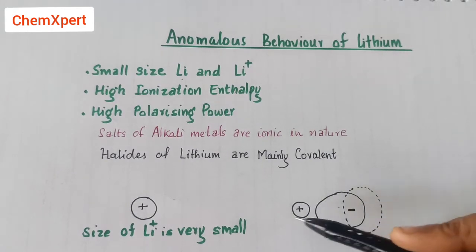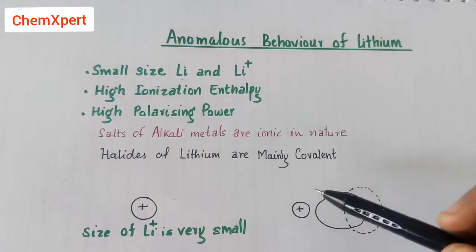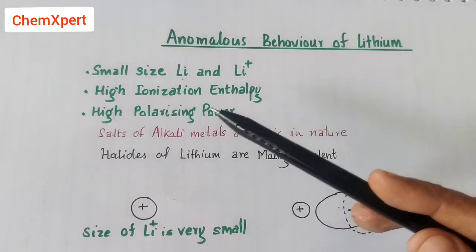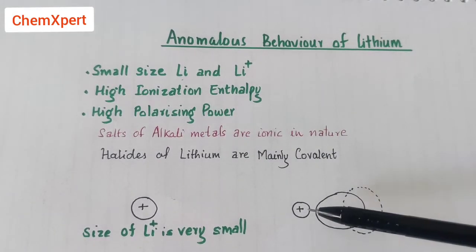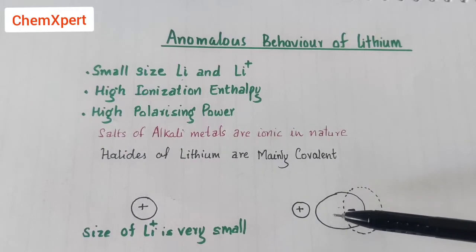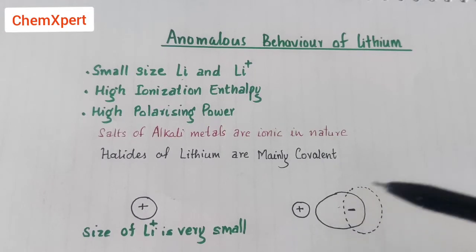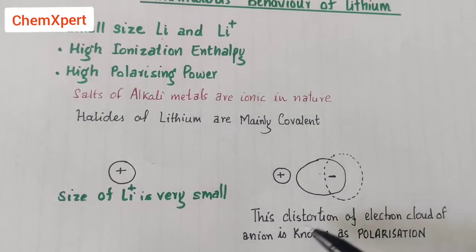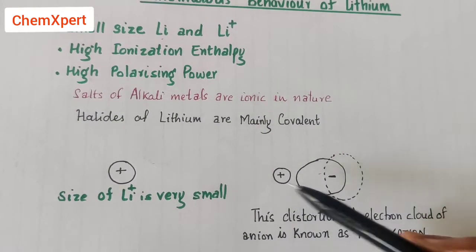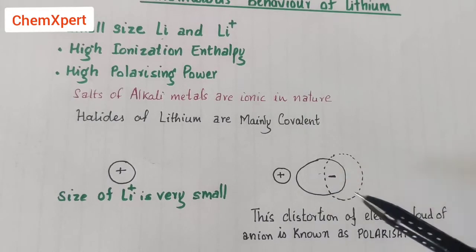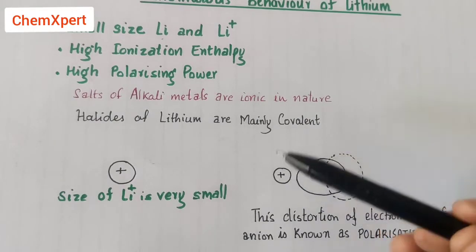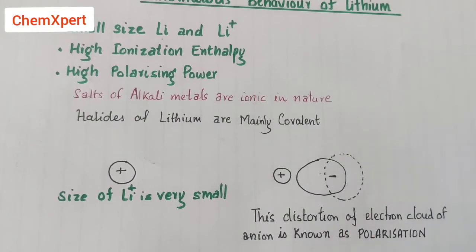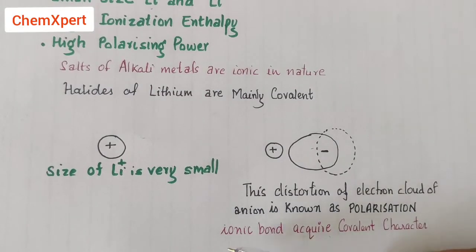So because lithium has small size and high charge, it has high polarizing power. Polarizing power means when it is kept in contact with a negative ion, it attracts the electron cloud towards itself. That is, it introduces covalent character in it. So we can say this distortion of the electron cloud of an anion is known as polarization, which is done by a small-sized, high-charge cation, due to which the ionic bond acquires some covalent character.